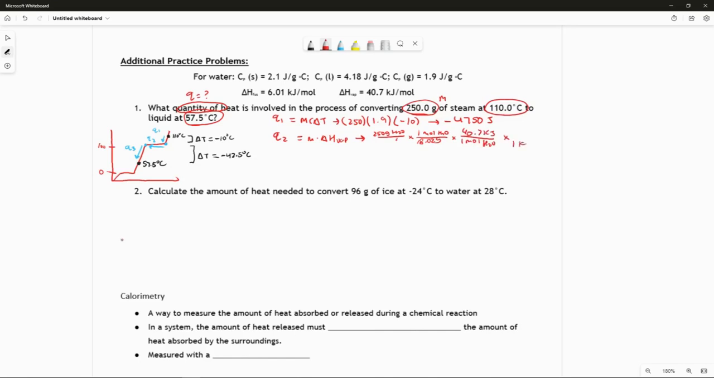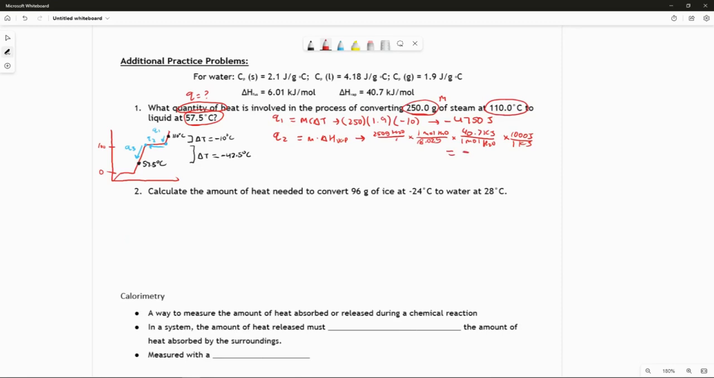Now convert 1 kilojoule of energy to 1,000 joules. That's the conversion factor: 1 kilojoule has 1,000 joules, and all you have to do is multiply all that out. Multiply everything on the top, click enter on your calculator, and divide by everything on the bottom. That should give you a negative value.